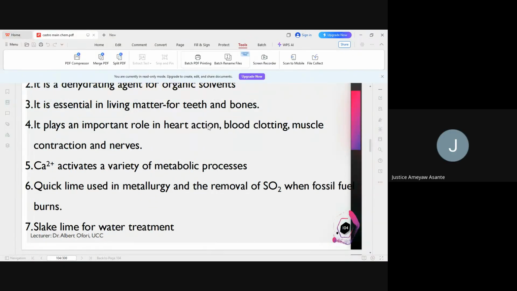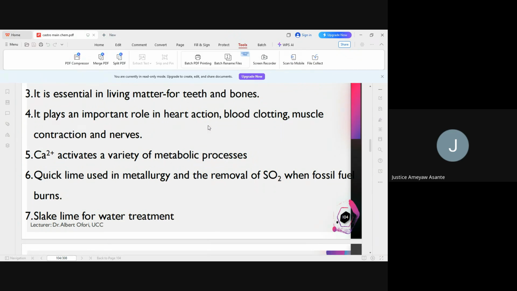So calcium, what does it do? It serves a very good purpose for the body. It activates a variety of metabolic processes. Some of the metabolic processes in our body will not take place without calcium. It activates them. Quicklime is used in metallurgy and in the removal of SO2 when fossil fuels burn. Slaked lime is used for water treatment.